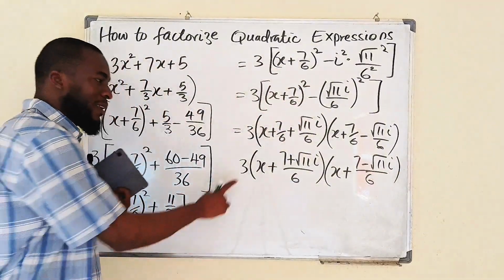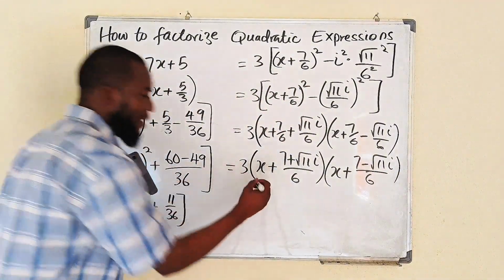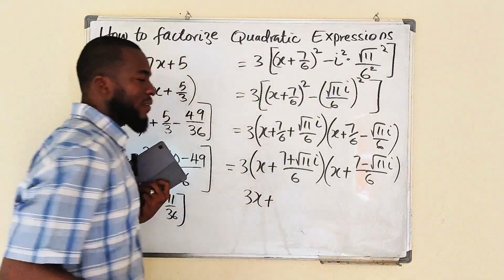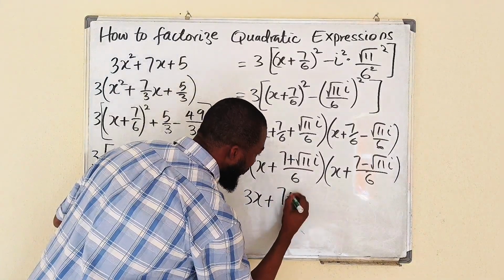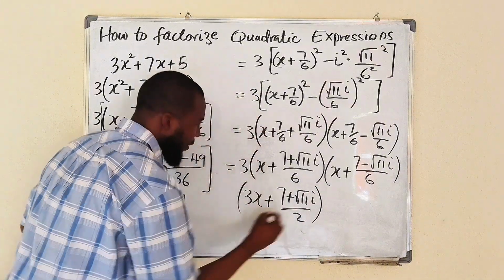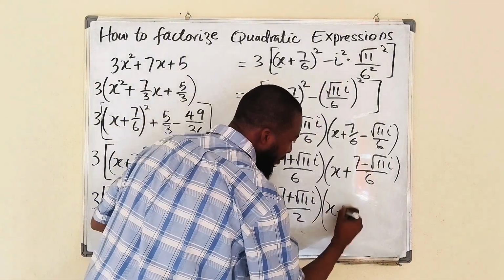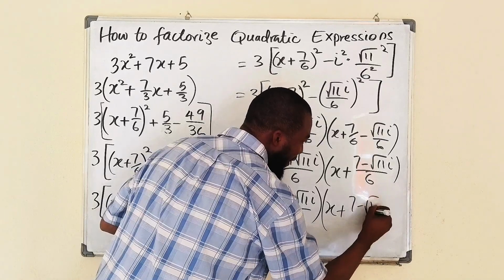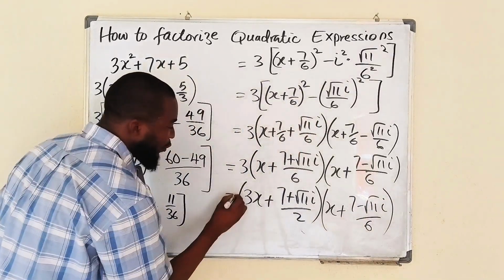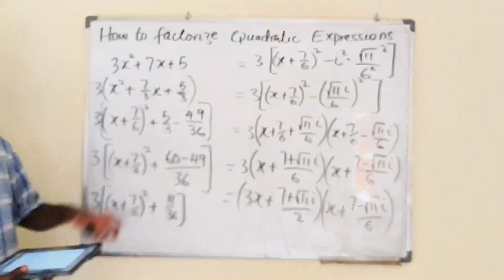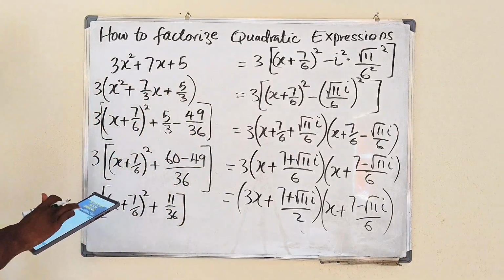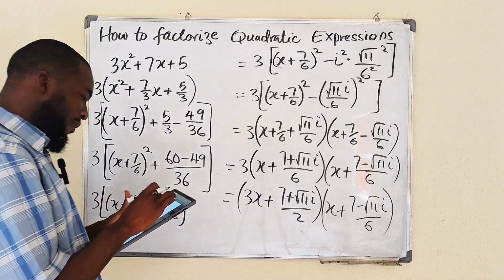If you like, you can plug in 3 in here. This is 3x plus 3 into 6 is 2. So we have 7 plus root of 11i divided by 2 multiplied by x plus 7 minus root of 11i divided by 6. Once you expand this, you must get this expression back, definitely. So let's move to the next one. Let me see from who.